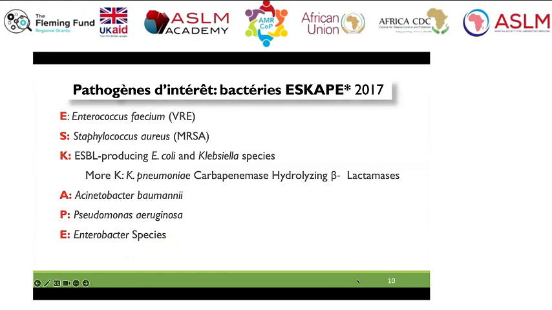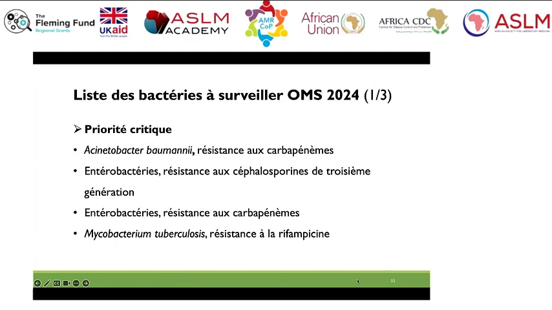So we have the acronym ESCAPE. E is for Enterococcus faecium, and the aim here is to search for the vancomycin-resistant phenotype, vancomycin-resistant Enterococcus. Then S is for Staphylococcus aureus, to search for MRSA. Then we have E for E. coli and Klebsiella, A for Acinetobacter baumannii, P for Pseudomonas aeruginosa, and E for Enterobacter. So here is the acronym ESCAPE grouped together on this slide.